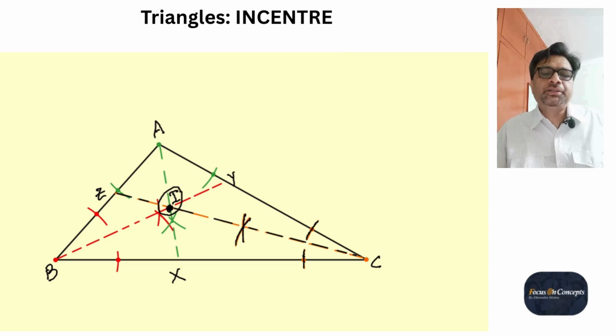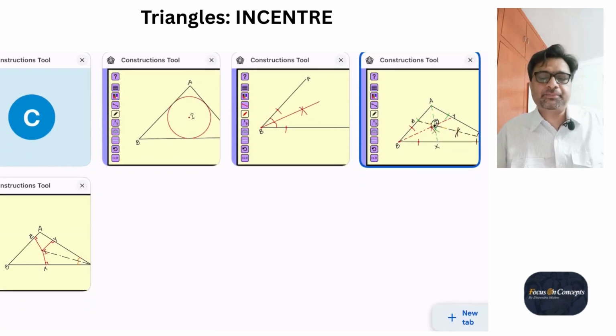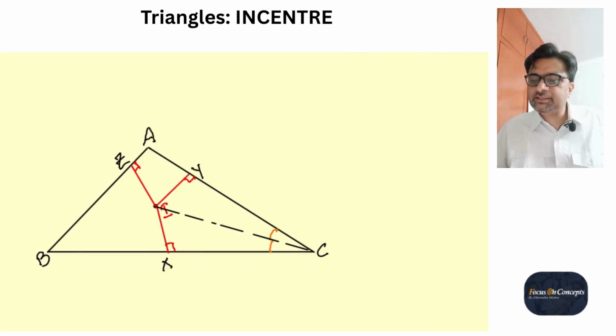So you see, the point where the angle bisectors of the three angles of a triangle meet, that's called the incenter. We now get on to the next step, and in this we now draw perpendiculars from the incenter I to the three sides AB, BC, and CA. Why we are drawing these perpendiculars will look obvious in a while from now. We'll see the relevance of this in a while.